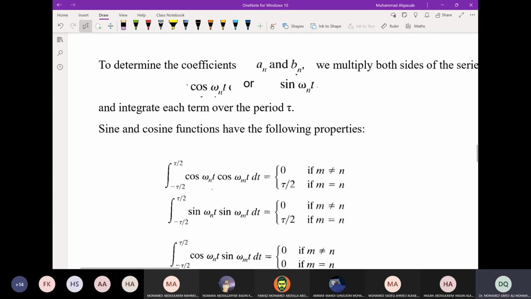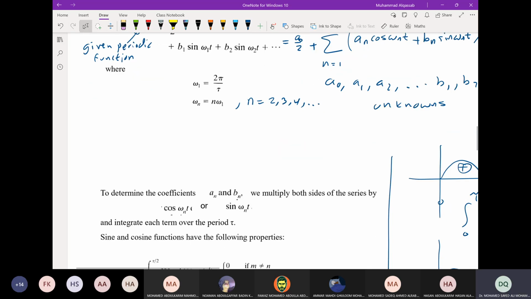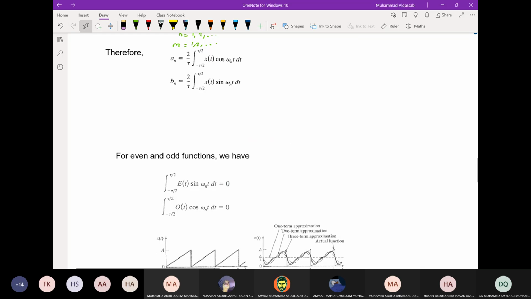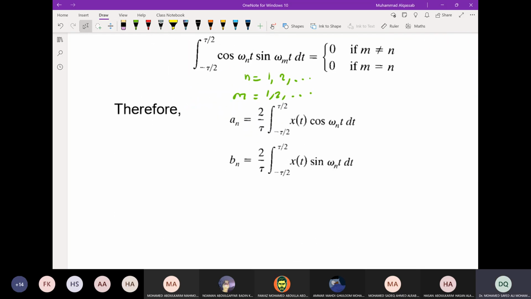So you can multiply the series on both sides by cosine omega mt and integrate both sides, then you can find an. And then multiply by sine omega mt on both sides and integrate, you will cancel out an and find bn. So the resulting equations, those are the two simple equations you will have at the end, including A0.